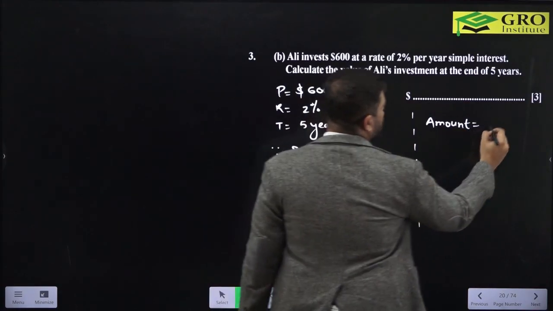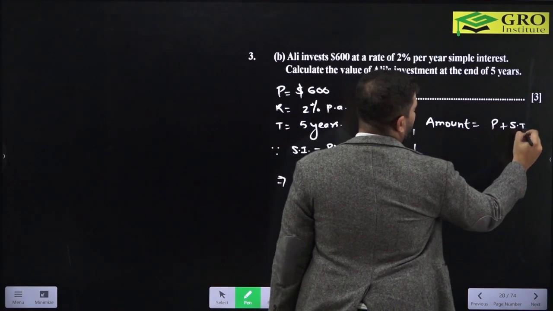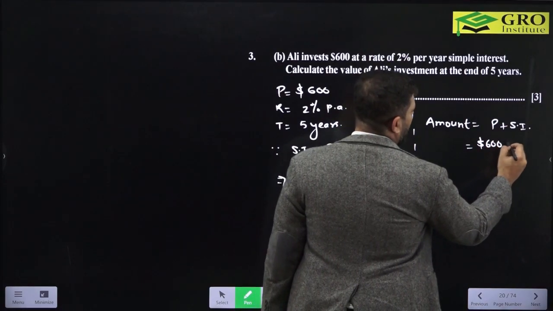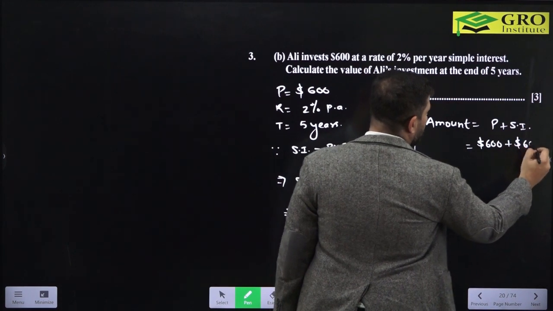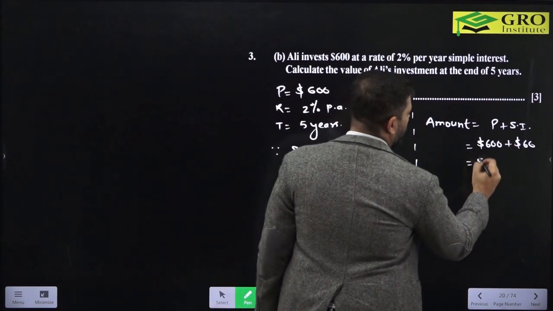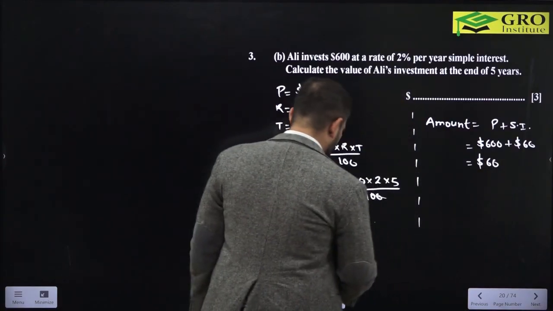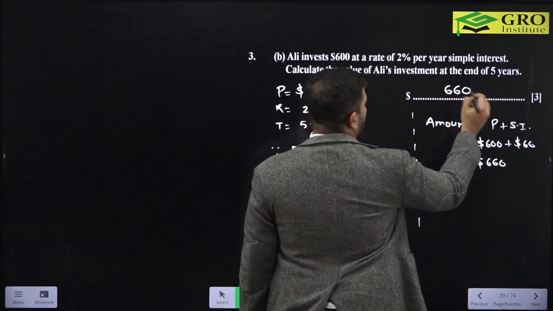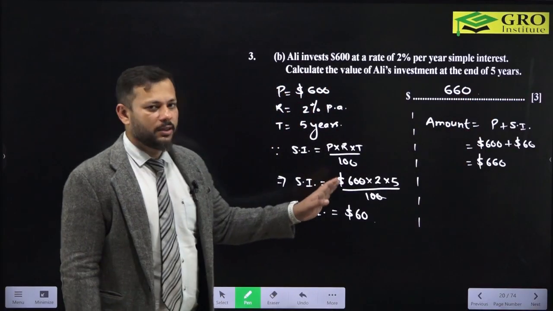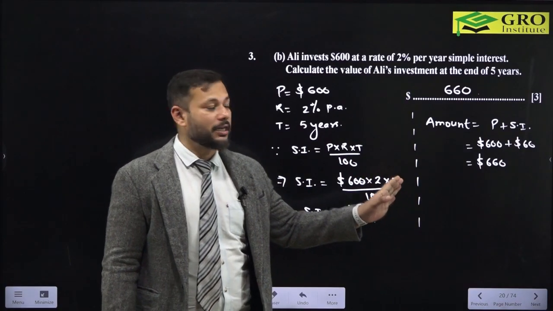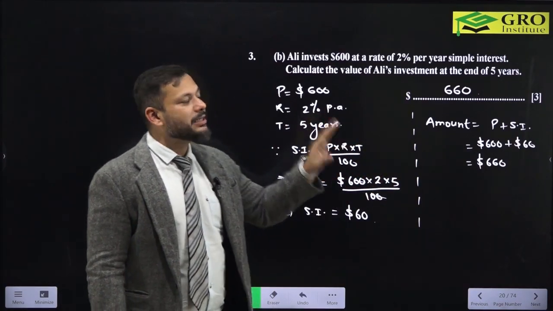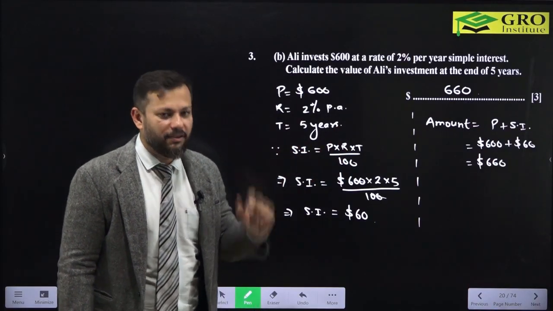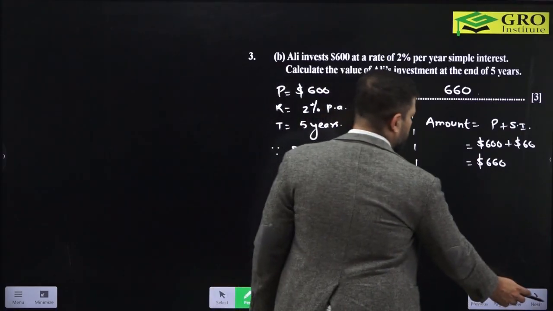We know that amount is equal to principal plus simple interest. So here it is going to be $600 added with $60, isn't it? So the amount that Ali will receive after 5 years is $660. So this is the answer, right? This is the amount, that is $660, that Ali will receive by investing $600 at the rate of 2% per year after 5 years. Okay, so part B is also done of this question.